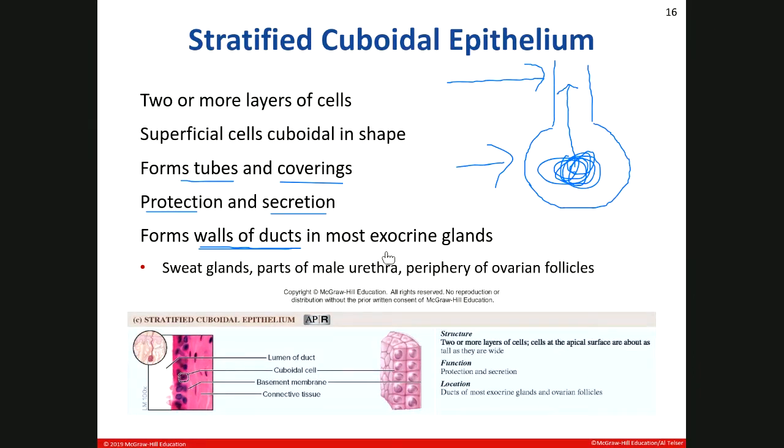And so you'll see them in exocrine glands. An exocrine gland is a gland that has a duct. An endocrine gland does not have a duct. Your adrenal glands, adrenaline, that sit on top of your kidneys, those are endocrine glands. They don't have ducts.